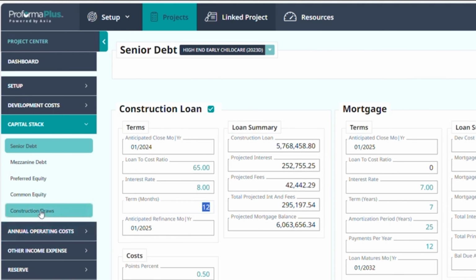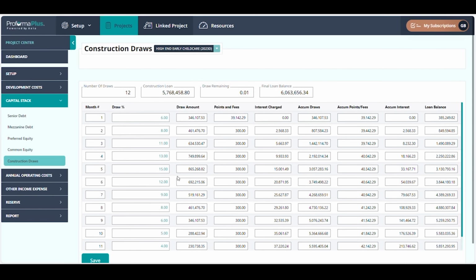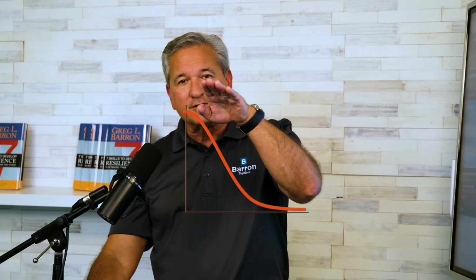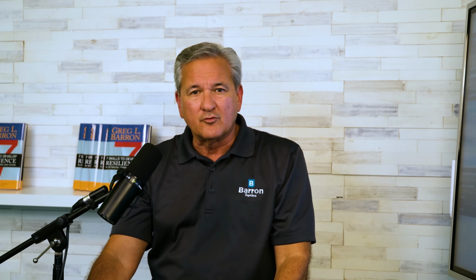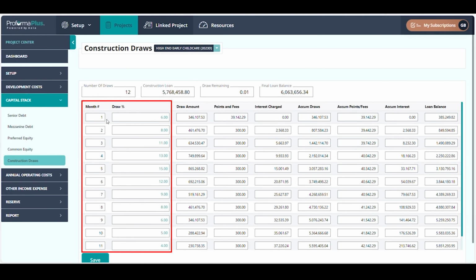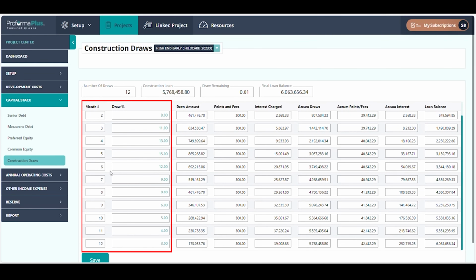So then in the way that this figures it, which is a really cool feature, we've set it up so that you could give it a distribution bell curve according to what percentage you're going to draw every month. Now, if you're doing a ground up building, after doing close to $1 billion worth of construction and development myself, I can tell you that it usually goes in a bell curve like this, and I'll show you a report in just a second that will drive that information home. But this sets it up for monthly draws, and here you can see we've got 12 months.